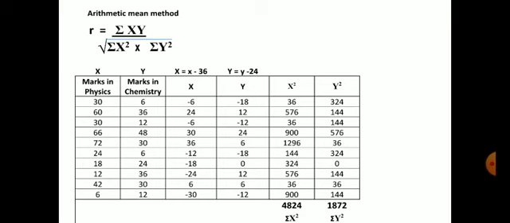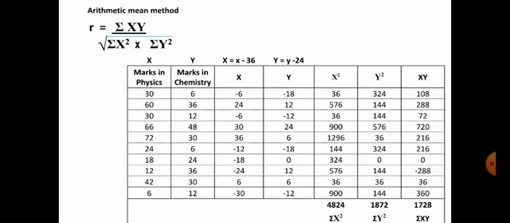Going further, we have to calculate one more thing, that is capital X into capital Y, since we require it in the numerator part of the formula. That is minus 6 into minus 18. Minus into minus will become plus. 18 into 6 is 108. 24 into 12 is 288. Minus 6 into minus 12, the minus minus will vanish, 12 into 6 will be 72. 30 into 24 is 720. Similarly, we have to calculate all the capital XY values.